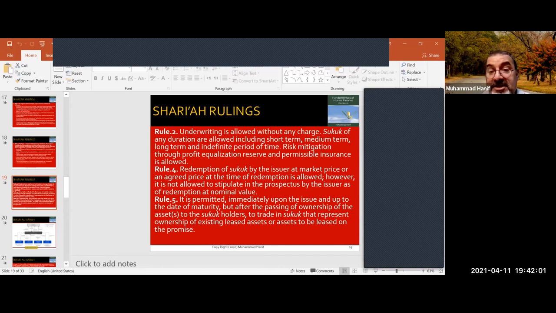It is permitted immediately upon the issue and up to the date of maturity, but after the passing of ownership of the assets to the Sukuk holder, to trade in Sukuk that represent ownership of existing leased assets or assets to be leased on the promise. So these are the summary Sharia rules which you need to take into account while dealing with Sukuk.